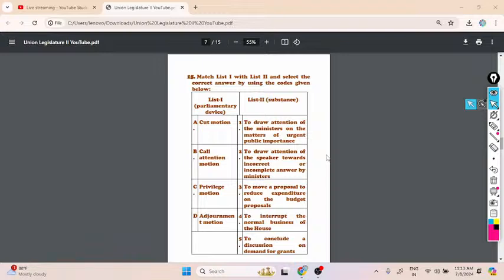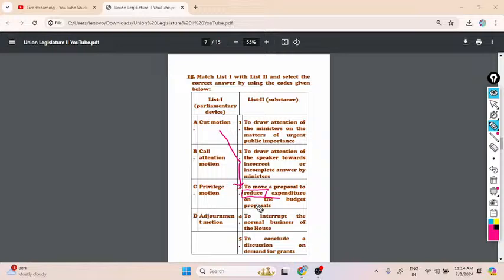So let me explain to you that cut motion. Its name is enough. It is moved to reduce expenditure in the budget proposal. It is introduced during the passage of the budget. So the best option is A is 3. If it is to reduce, then it will be a cut motion. And remember, cut motions are allowed during the passage of the budget. It is an exclusive device in the hand of the opposition to have control over the financial expenditures.